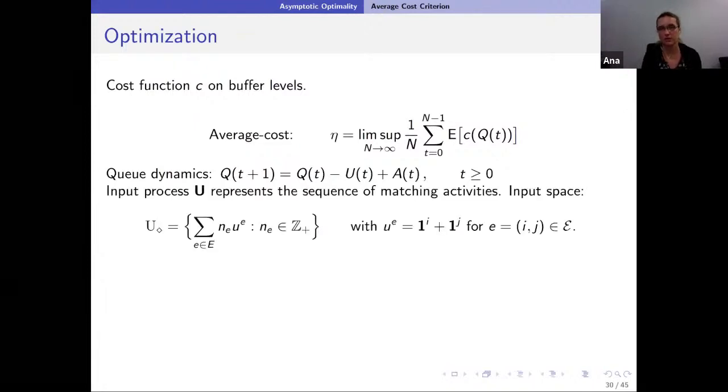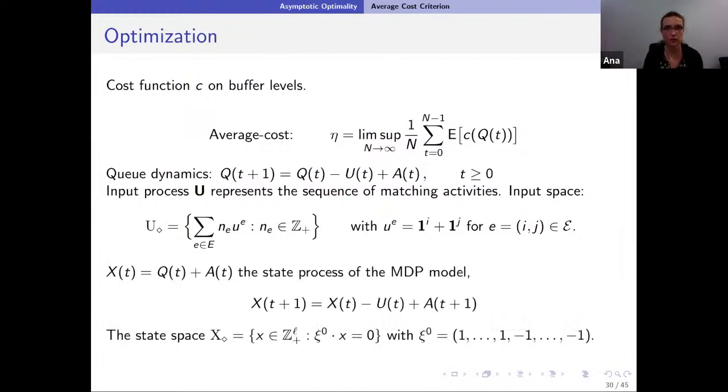And I have the input process U that has to respect the matching compatibilities. So the possible states are denoted by U. I don't know how to call that symbol. Then we will also consider a process that we will call X, that is the state of the queue plus the new arrivals. And this will be the state of our Markov decision process. Note that for the state space of X, we require that there is exactly the same number of demand items and supply items.